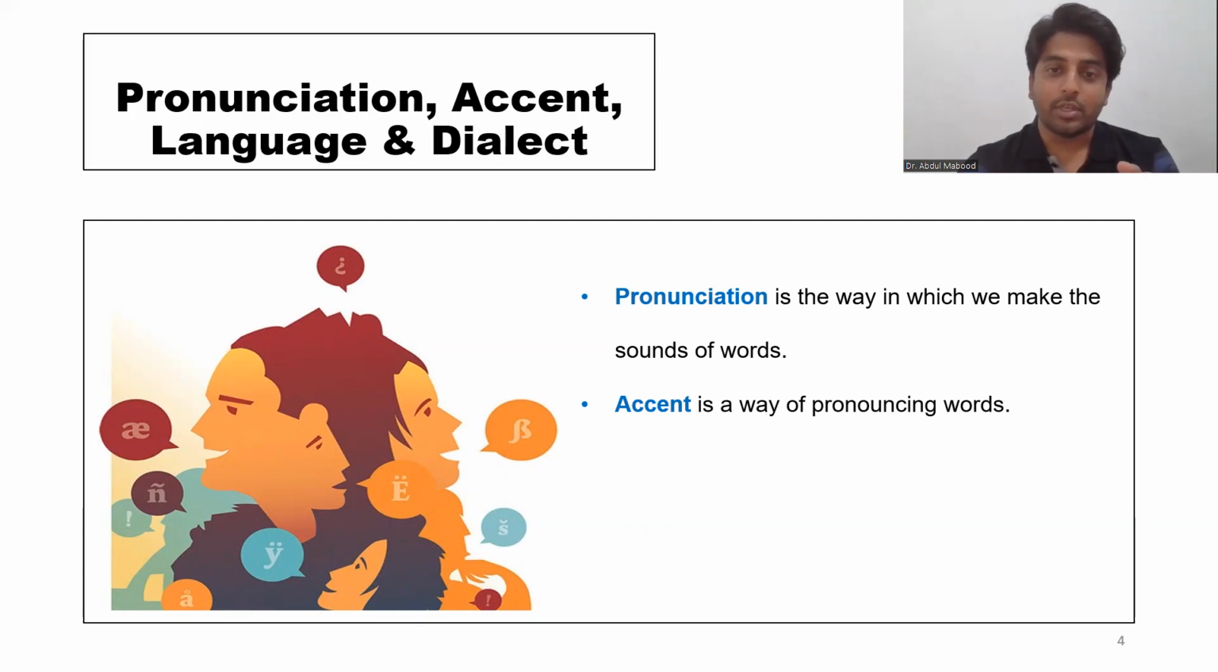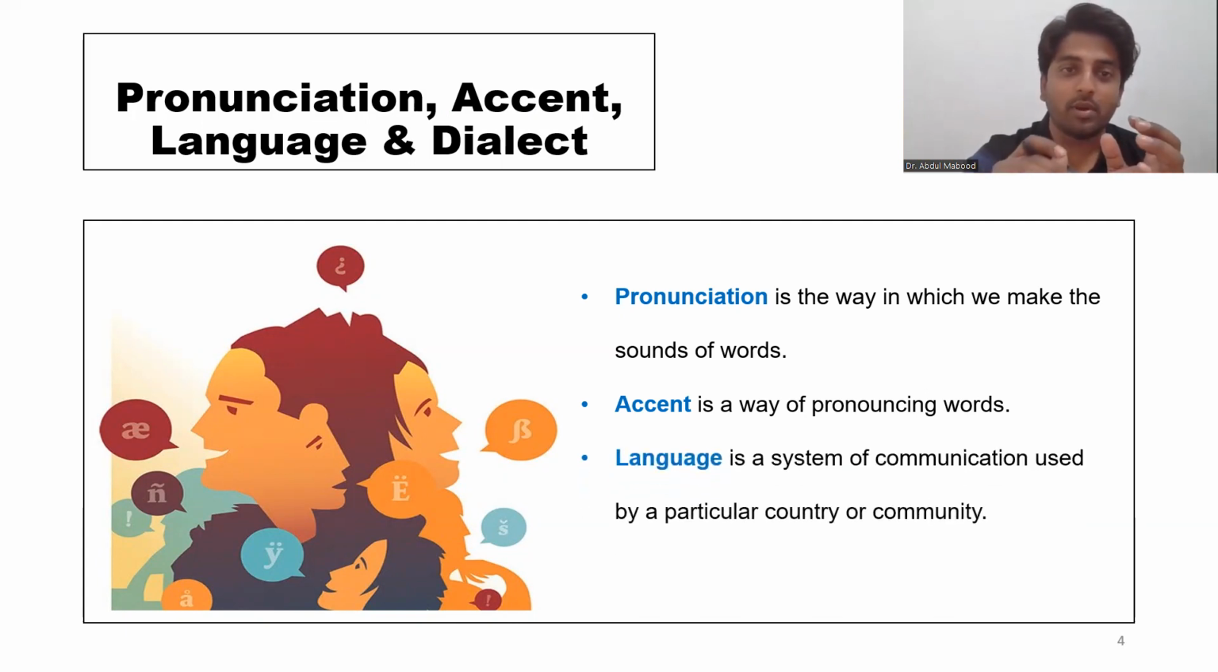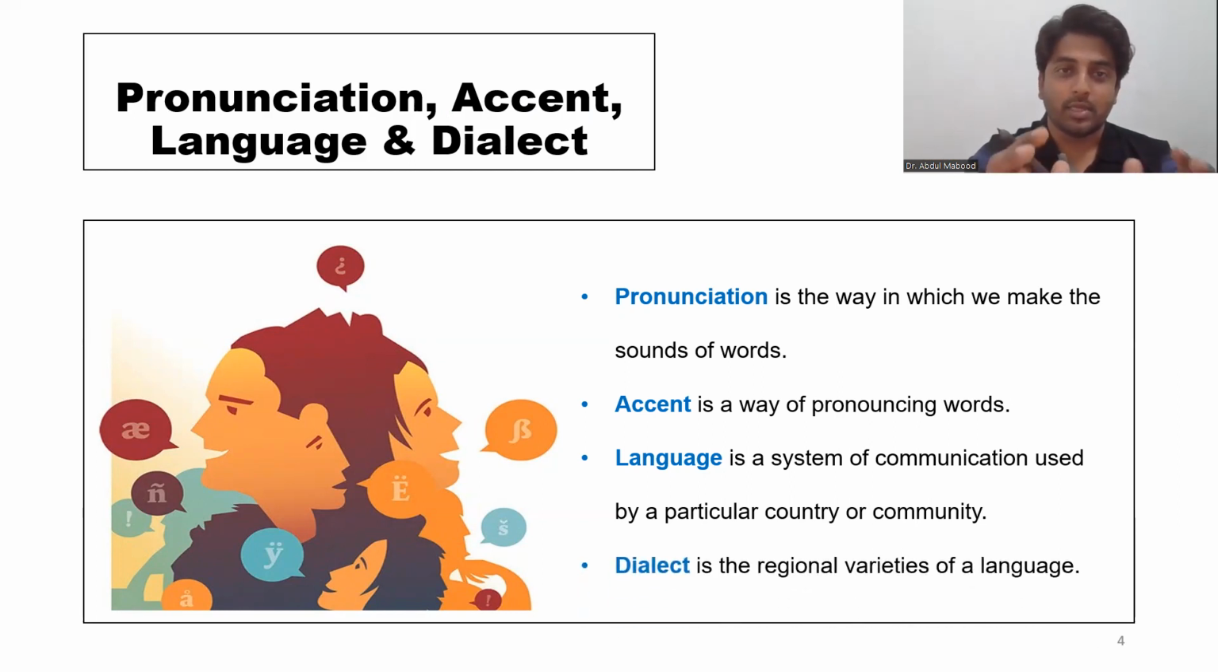Then language. Language is a system of communication shared by a group of people, right? Maybe a country, maybe a community, fine. And dialect is the variance in a language or of a language, fine.